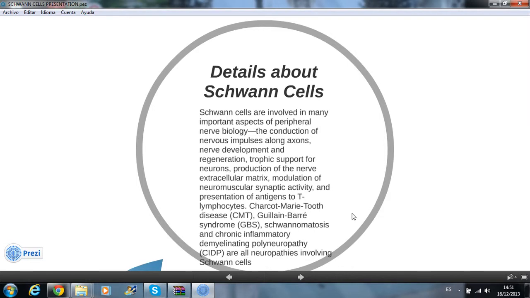Details about Schwann cells. The Schwann cells are involved in many important aspects of peripheral nerve biology: the conduction of impulses along the axons, nerve development and regeneration, trophic support for neurons, production of the nerve's extracellular matrix, modulation of neuromuscular synaptic activity because it has substances that are secreted for the muscle function, and the presentation of antigens to T lymphocytes.